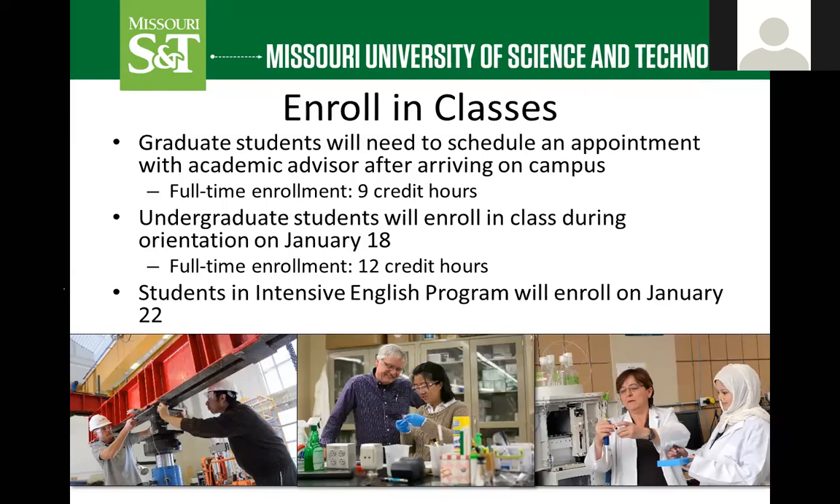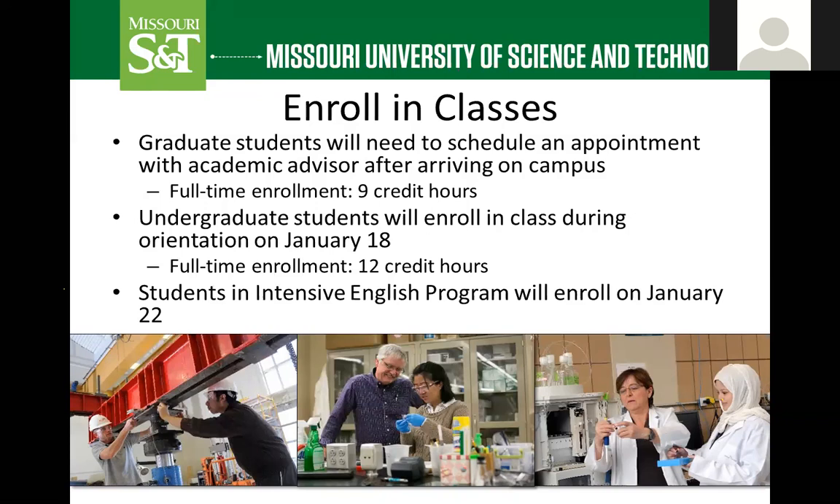And then you'll need to schedule an appointment with them after you arrive on campus to go over and discuss what classes you'll enroll in. And then after that appointment, you'll be able to enroll in classes. You'll need to meet with your academic advisor before enrolling in classes every semester. So it's important that you make your plan with your advisor so you stay on track with the classes you're taking and can meet your graduation requirements. For undergraduate students, you will enroll in class during the orientation on January 18th. So that's when you're going to sign up for all of your classes if you're an academic student.